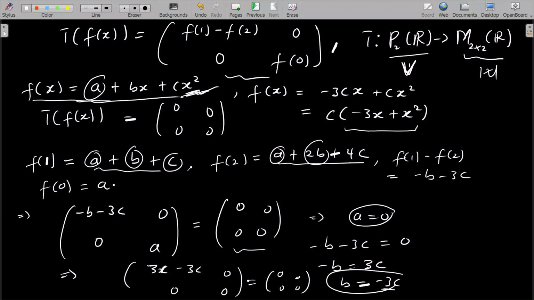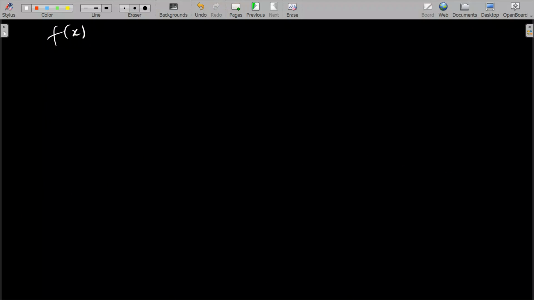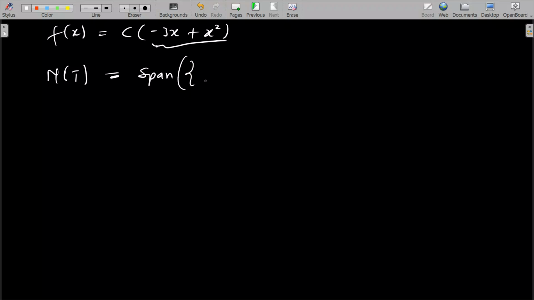So we've been able to find a general second degree polynomial of this form, c times negative 3x plus x squared, such that any scalar multiple of negative 3x plus x squared, when you transform it, you're going to get the zero matrix. So it means the null space of T is equal to the span of this vector, negative 3x plus x squared.